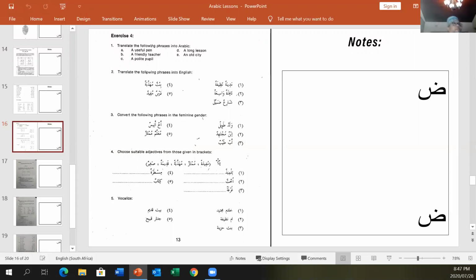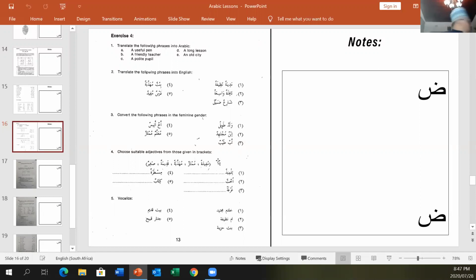Okay. Number 1, waladun tawilun. What is the feminine of that? Bintun tawilatun. Right on. Next one. Ibnun mujtahidun. That's true. Ibnatun mujtahidatun. Okay. Next one.